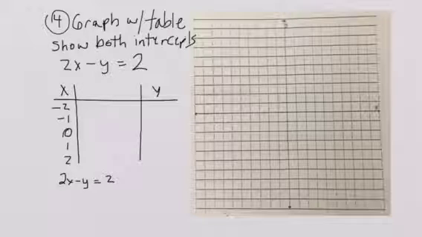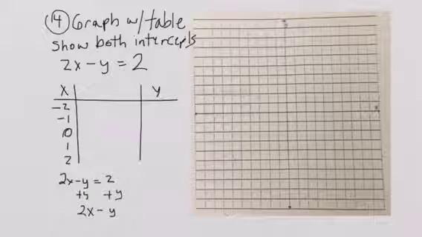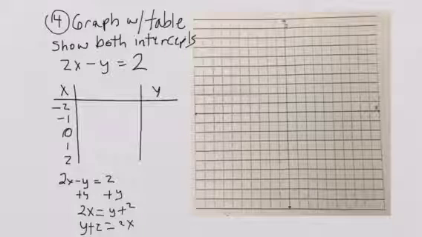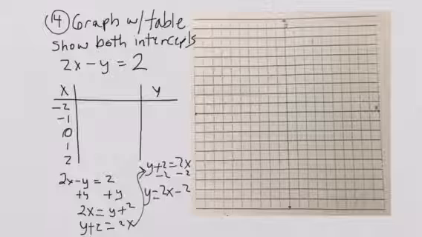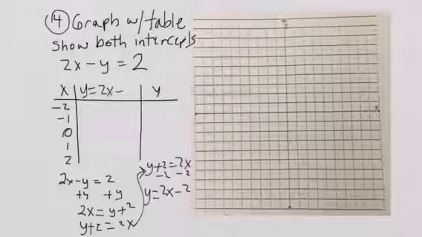Graph with a table, and we're going to show both the x and the y intercept. So the first thing that we're going to do is we're going to solve for y. So we're going to go ahead and do a plus y, and we're going to put 2x is equal to y plus 2. We're going to go ahead and do symmetrical, so y plus 2 is equal to 2x, and we're going to zero pair out the 2. So y plus 2 is equal to 2x minus 2 minus 2. So y is equal to 2x minus 2.